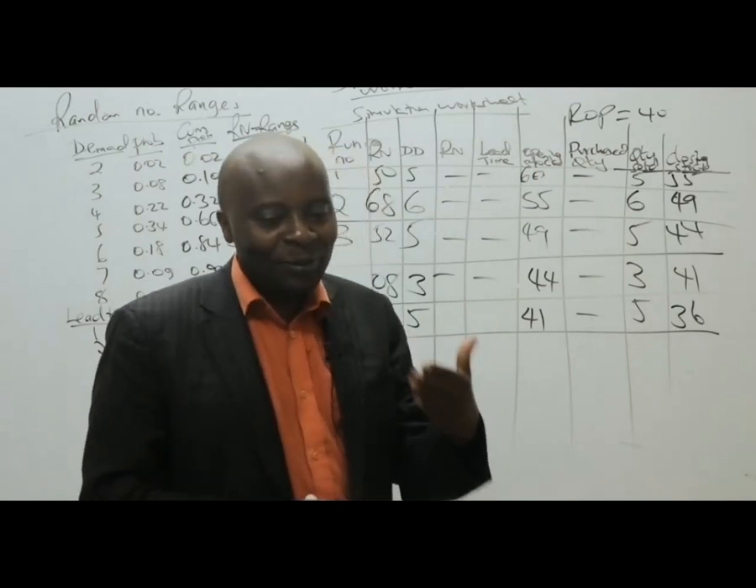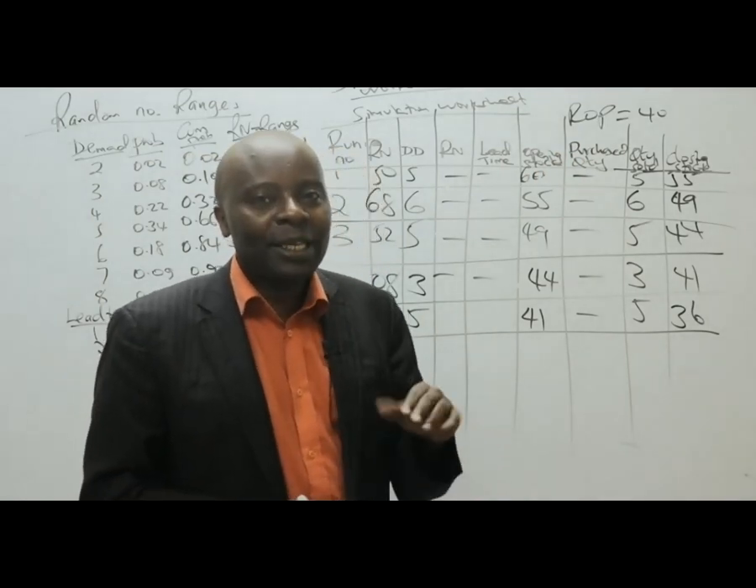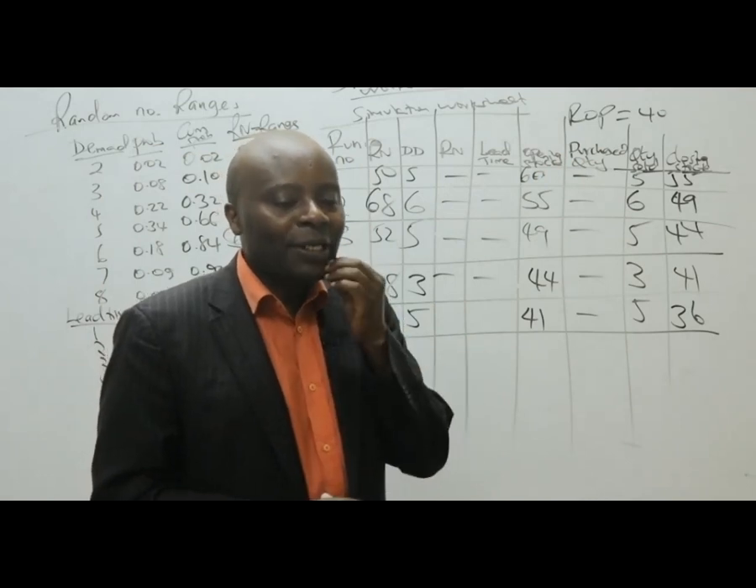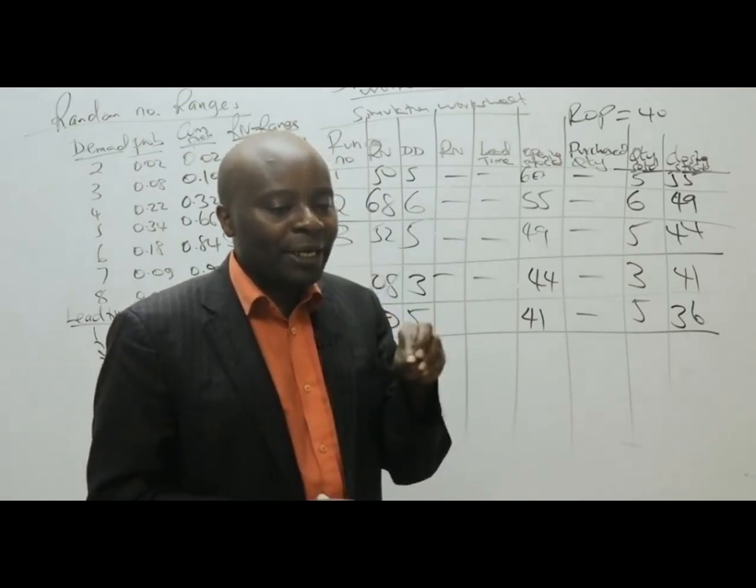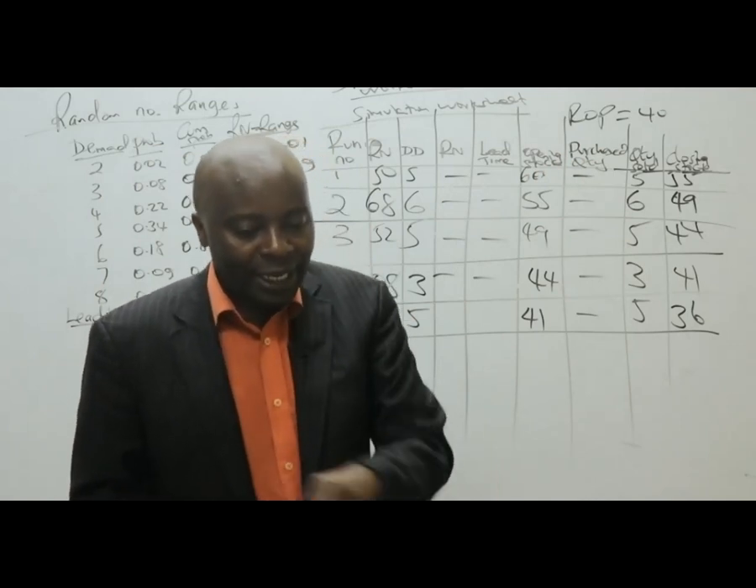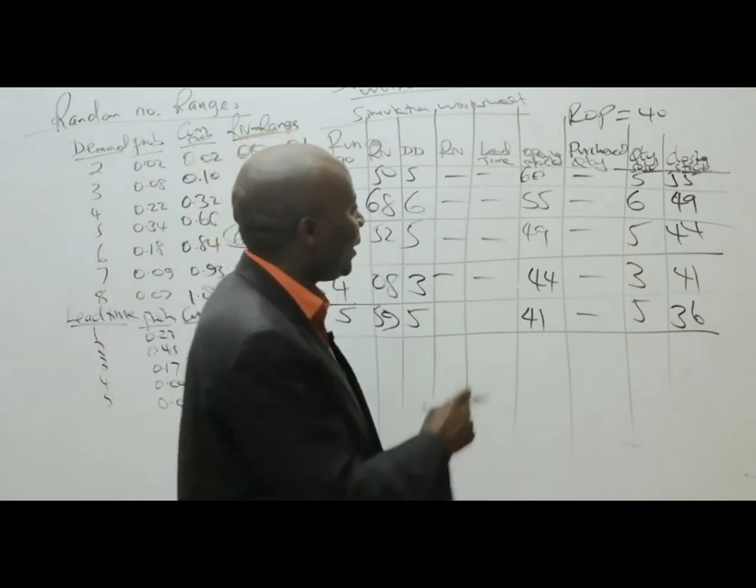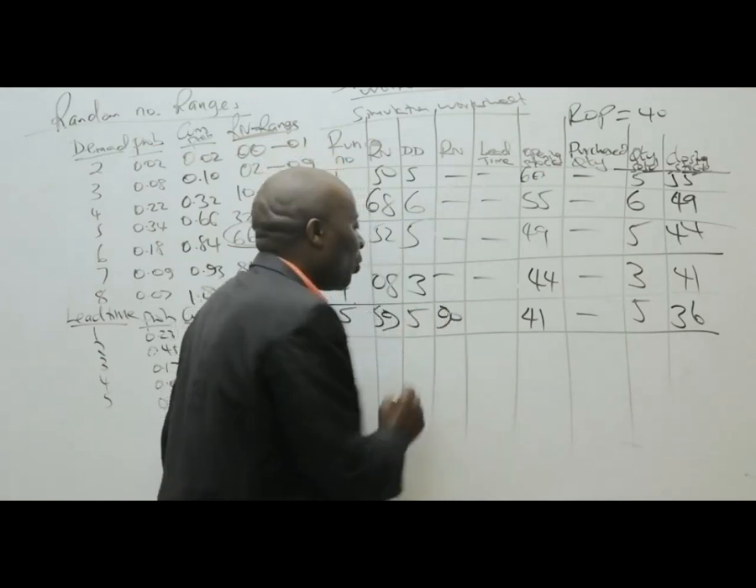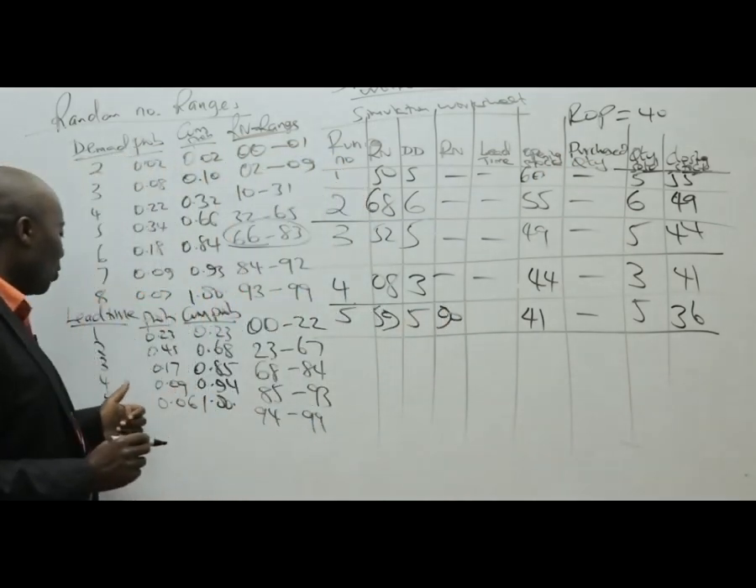At times, they'll give you random numbers for lead time separately. Here, they have not separated, so I simply continue picking the random numbers as they're coming. Nancy tells me I pick 90. Thank you very much. So 90 will give me what lead time?